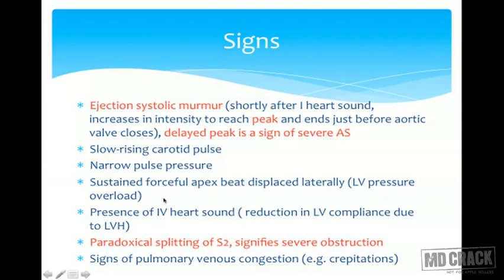You can also get a fourth heart sound. The presence of a fourth heart sound is seen in cases of aortic stenosis, and this fourth heart sound is because of the reduction in left ventricular compliance due to left ventricular hypertrophy. There is paradoxical splitting of S2, which signifies severe obstruction.